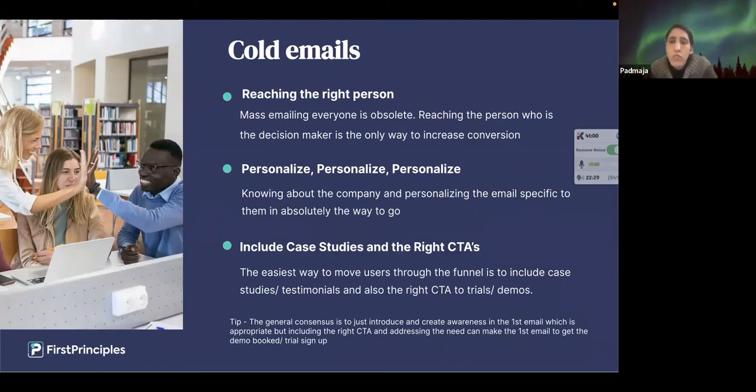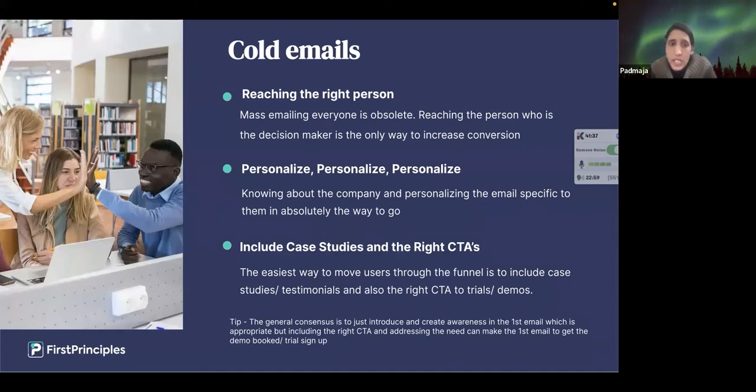So do your research, personalize. And this again ties into the middle of the funnel and the bottom of the funnel. Include case studies, include trust factors and the right CTAs, right? Again, cold emails might be the top of the funnel to build brand awareness and get to know you, but if you include case studies, if you include the right CTAs and you actually reach the right audience, this can move to the middle of the funnel or sometimes the bottom of the funnel as well, right?